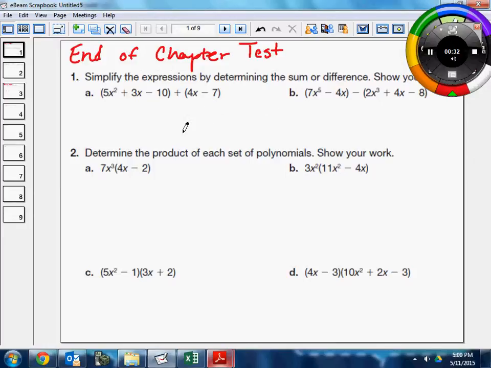Okay, for the first section, all this is adding and subtracting polynomials. Paying attention to our exponents, when we can combine our like terms, make sure that you pay attention to our signs and what I might need to do in order to simplify that.